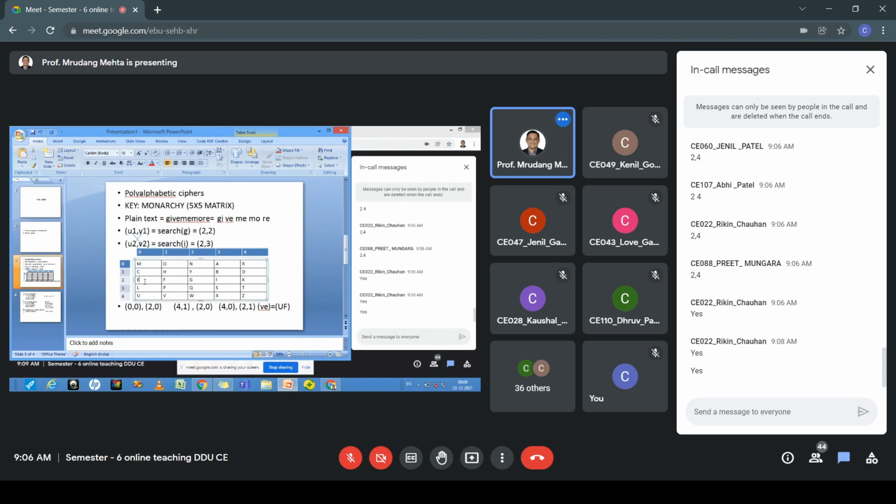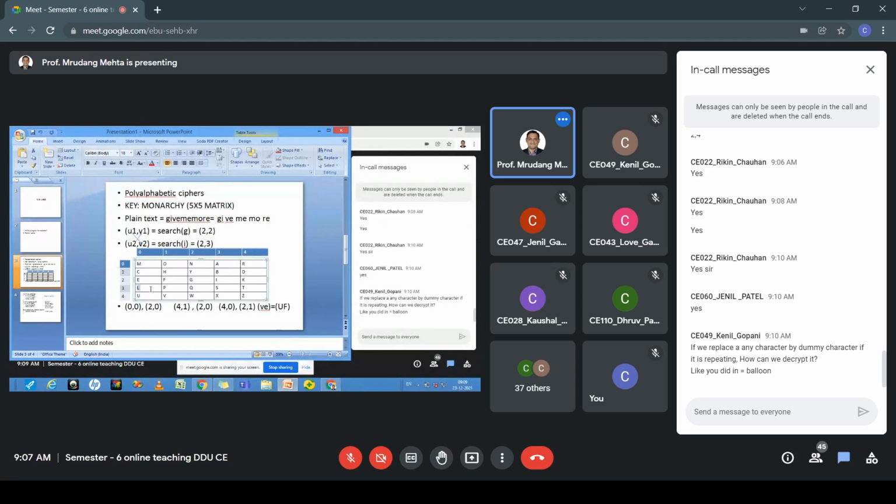For E, the next encrypted text is L. L location is 3. So 3 minus 1, so it should be 2. Is that clear, Rikin? Okay. Others also? Any doubt?